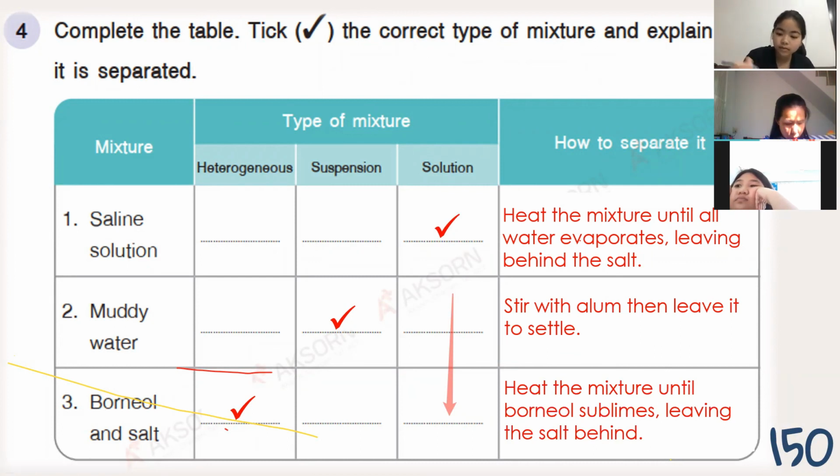Okay, while copying, I'm gonna give you your homework, which is on pages 150 and 151. So this will be the last activity.